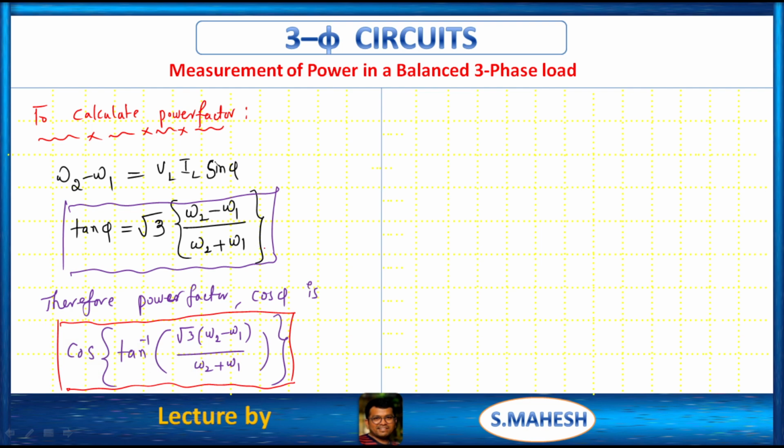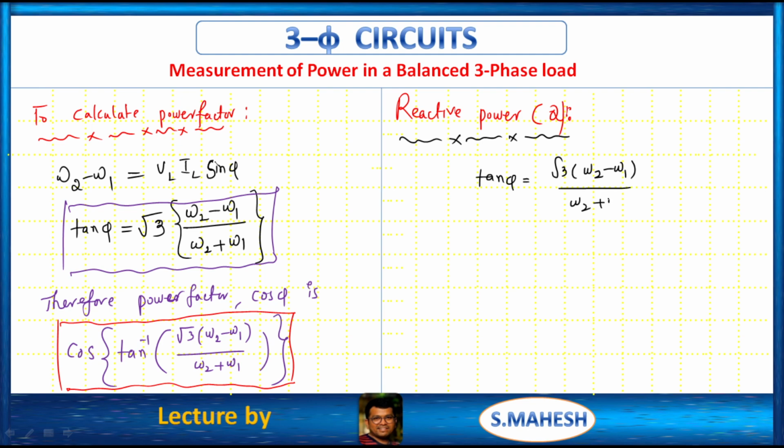Okay, this is about real power and power factor. From this two-wattmeter method, we can calculate the reactive power also, that is Q. To calculate three-phase power, we just need two wattmeters. That's it. We know that tan phi is root 3 (W2 minus W1) by (W2 plus W1).